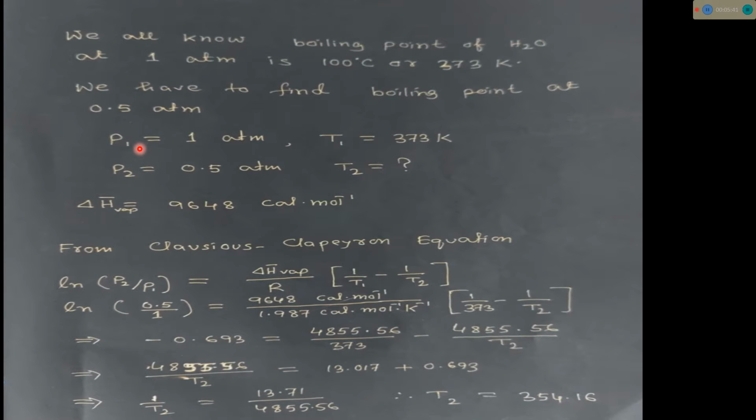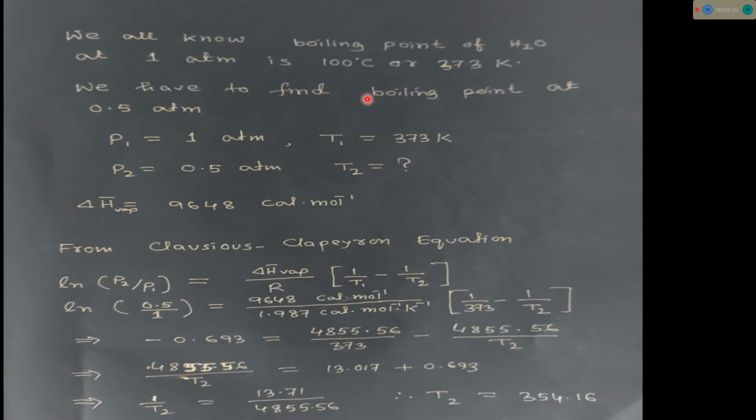Now see the question. We have to find the boiling point of water at 0.5 atm, and we all know that the boiling point of water at 1 atm is 100 degrees centigrade, or you can say 373 Kelvin. This is universal truth. This boiling point is called the normal boiling point of water, which is 100 degrees centigrade.